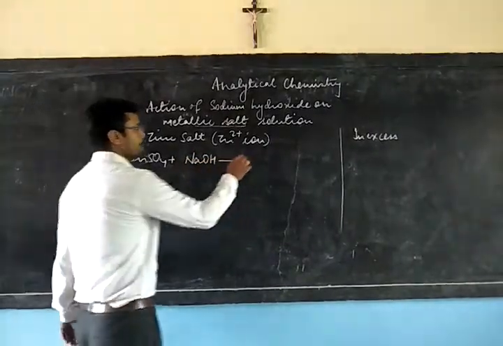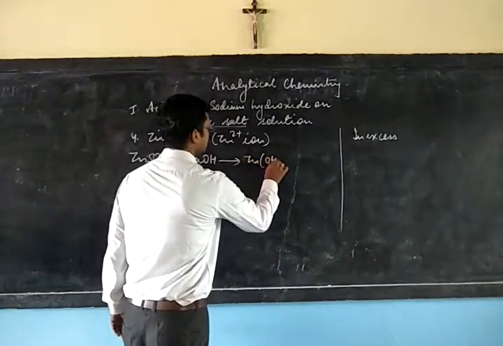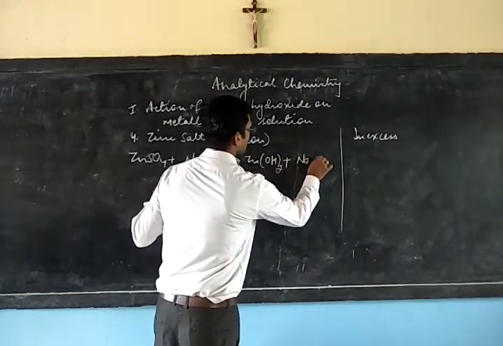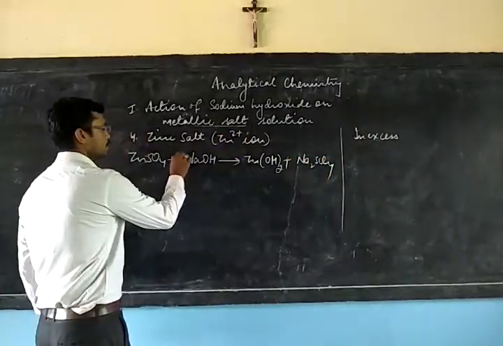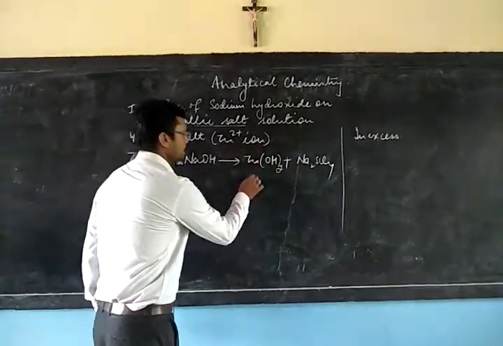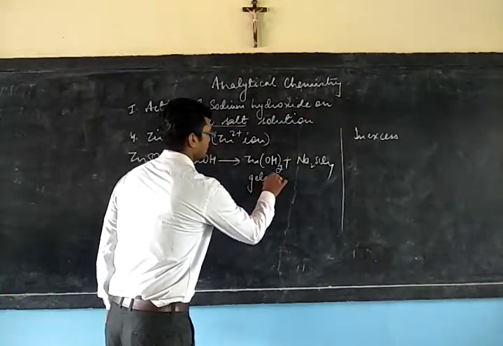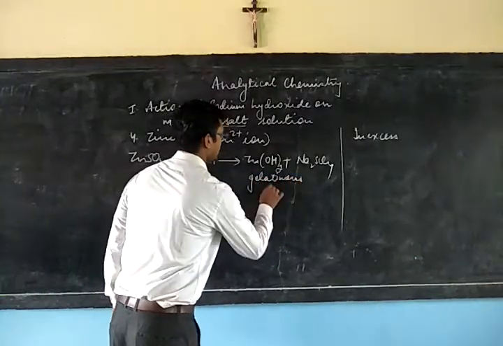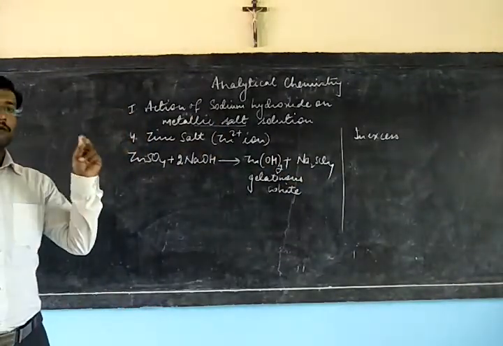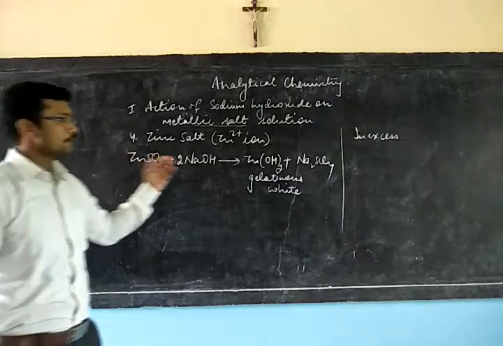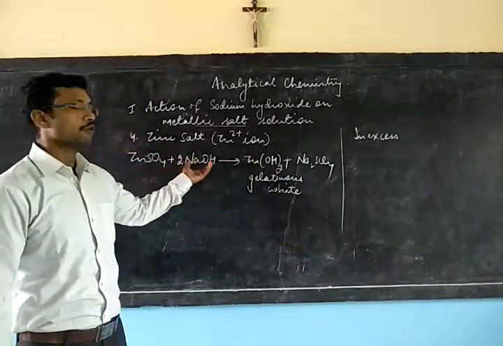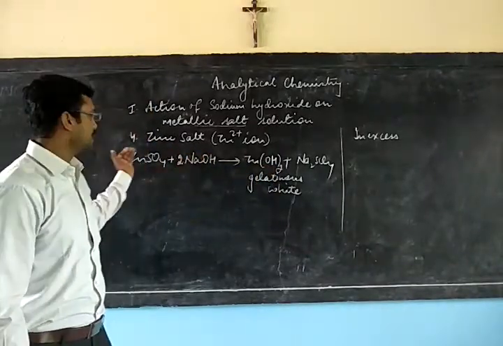The product will be zinc hydroxide and sodium sulfate, Na2SO4. We can balance it also. Now the color of this precipitate will be gelatinous white. The white precipitate will be very thick, so it is called gelatinous white. So this color we will be getting on addition of a small drop of sodium hydroxide to zinc sulfate solution.